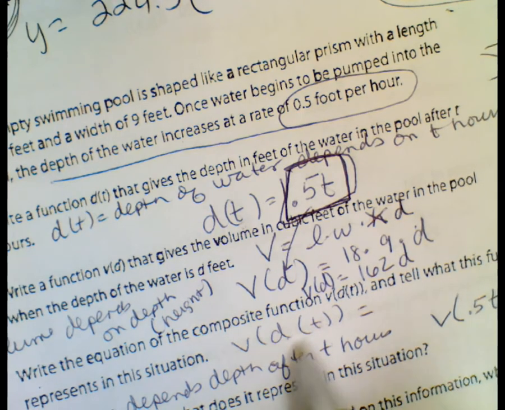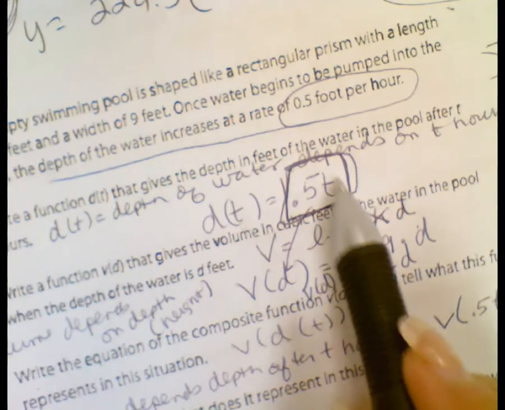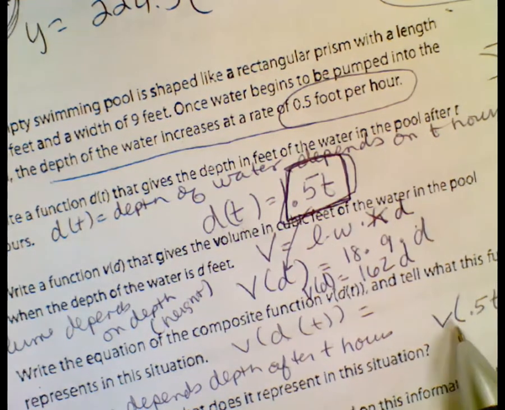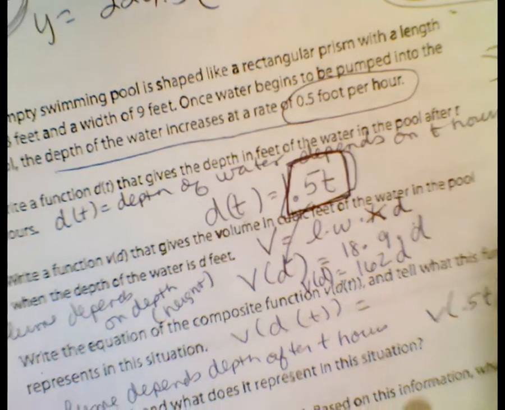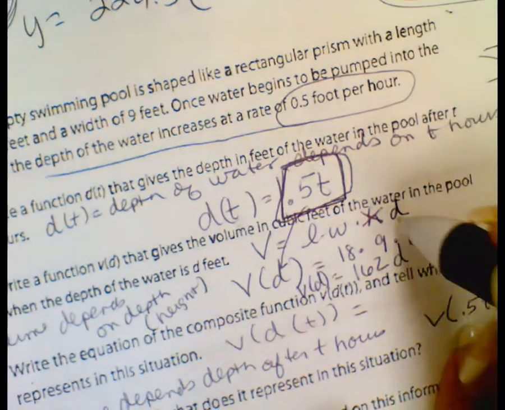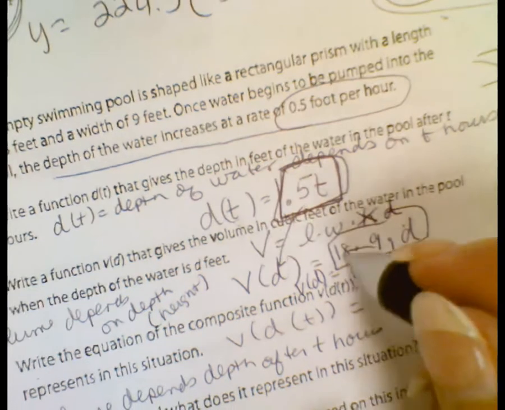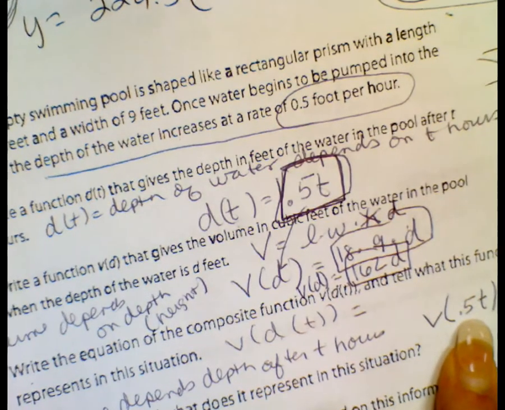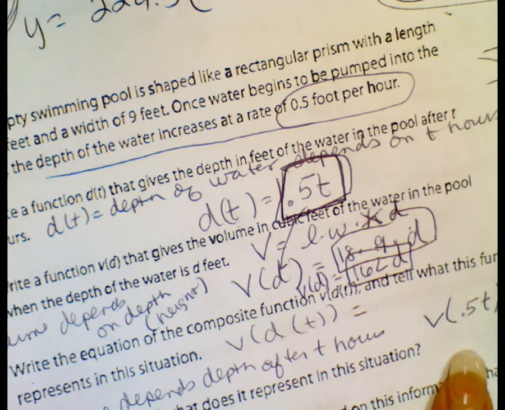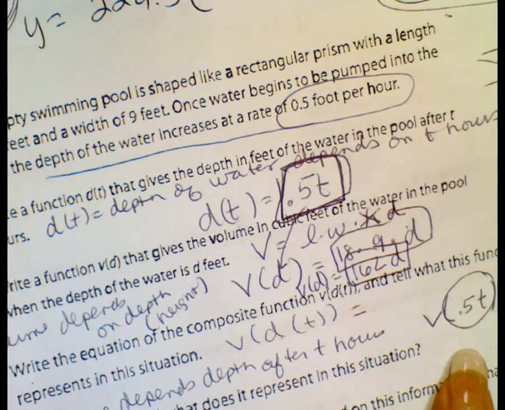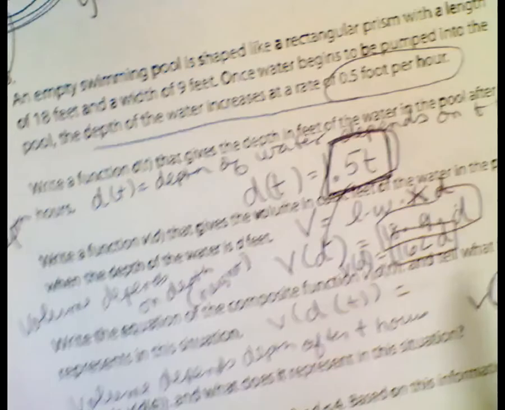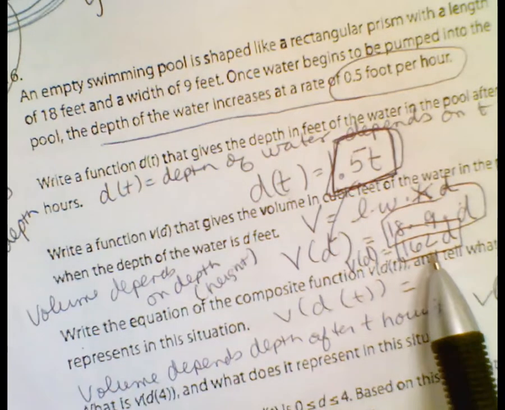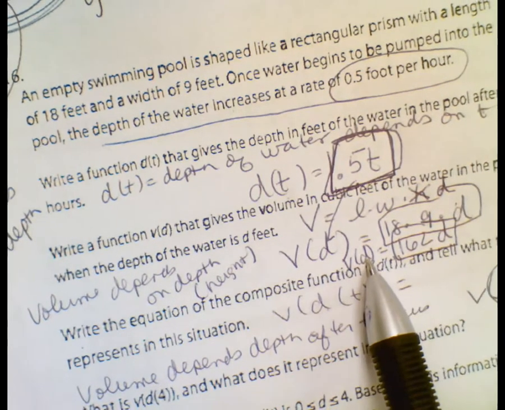Because we are taking D of T, which is 0.5 T, and plugging it into D right here, volume depends on 0.5 T. So in your volume formula, which was right here, 162D, it's 162 times D. What is D? D is being replaced with 0.5 T. So it was 162D, but we replaced D in this formula with D of T.